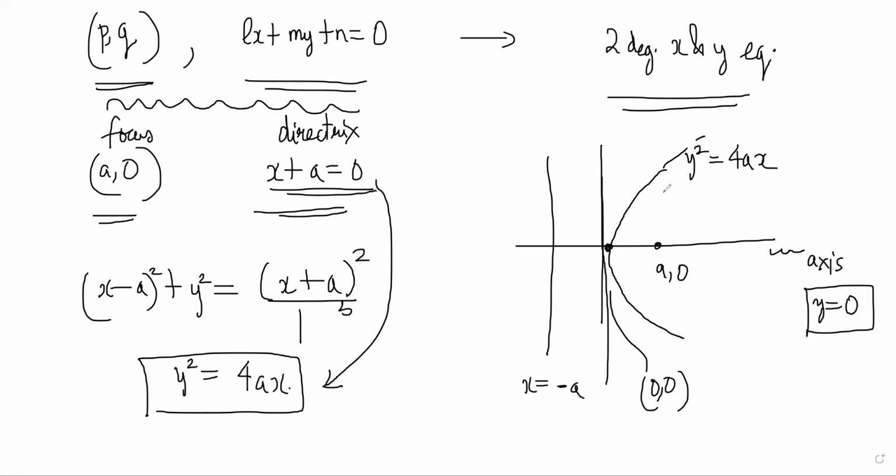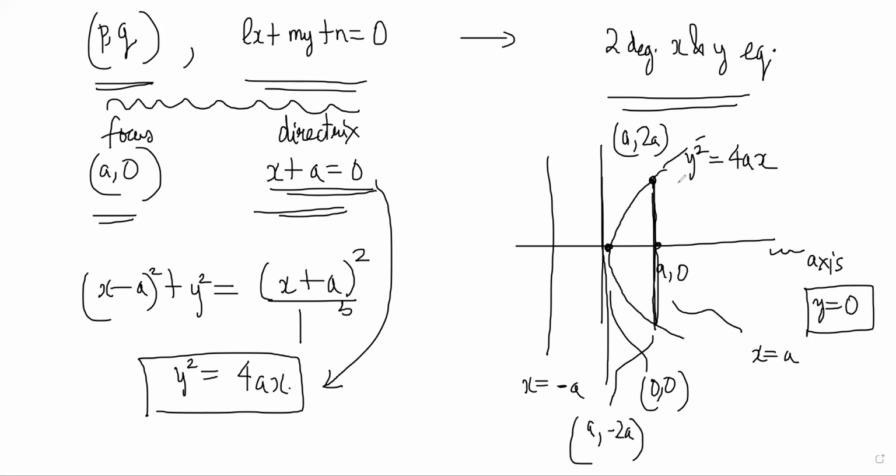A line perpendicular to the axis and passing through the focus is called the latus rectum, and this is the latus rectum line. That line equation is x is equal to a, and it meets the parabola up at a comma 2a and down here at a comma minus 2a. The overall length of this is 4a, which is called the length of the latus rectum.